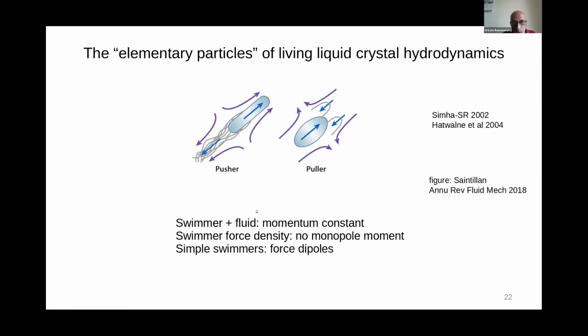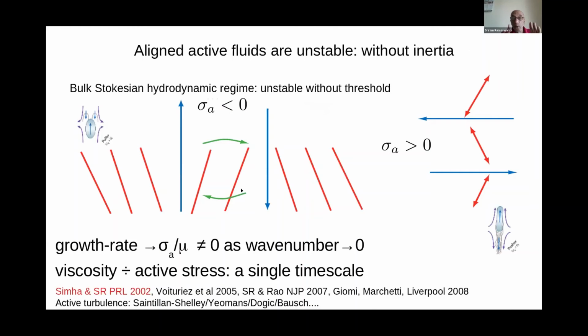And what we showed was that if you took those equations and created an aligned state and perturbed that aligned state, then you found that if there were swimmers of this type, then that aligned state inevitably and unavoidably in the zero inertia regime always goes unstable to perturbations of a splay type. There's a parameter sigma A, which is the density of these force dipoles. We call it the active stress.